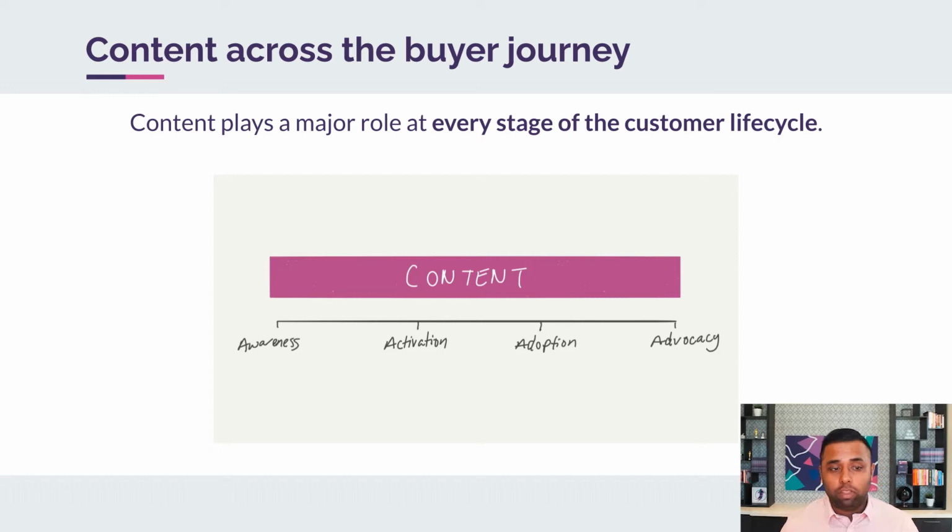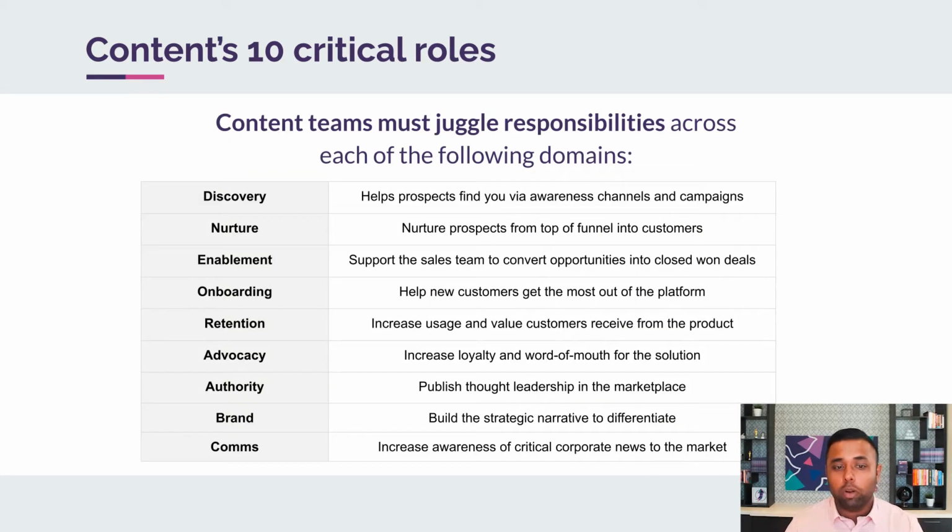And so as we think about all the different roles content has, I would say there are 10 critical roles that anyone in a content function usually has to fulfill. And the struggle here is that we kind of have to juggle responsibilities across all these different domains. So number one is you have discovery. This is helping prospects find you via awareness channels and campaigns. This could be SEO, it could be paid social, it could be speaking, whatever that is. It's about driving awareness to whatever it is that you have to offer.